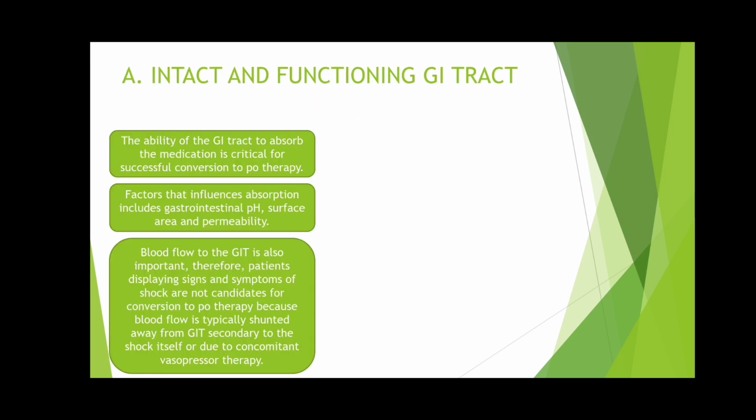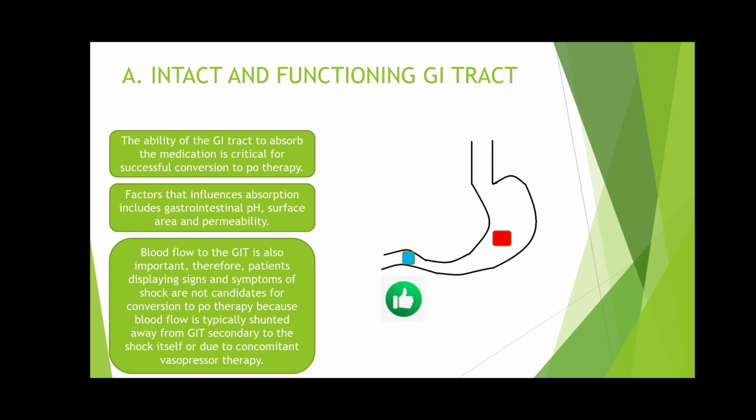So starting with the intact and functioning gastrointestinal tract. The ability of the gastrointestinal tract to absorb the medication is critical for successful conversion to oral therapy. Factors that influence absorption include gastrointestinal pH, surface area and permeability. Suppose this is your gastrointestinal tract, and we know in the stomach area the pH is acidic in nature, and in the intestinal area the pH is alkaline in nature. And even the surface area is more in the intestine because of the large number of villi and microvilli.